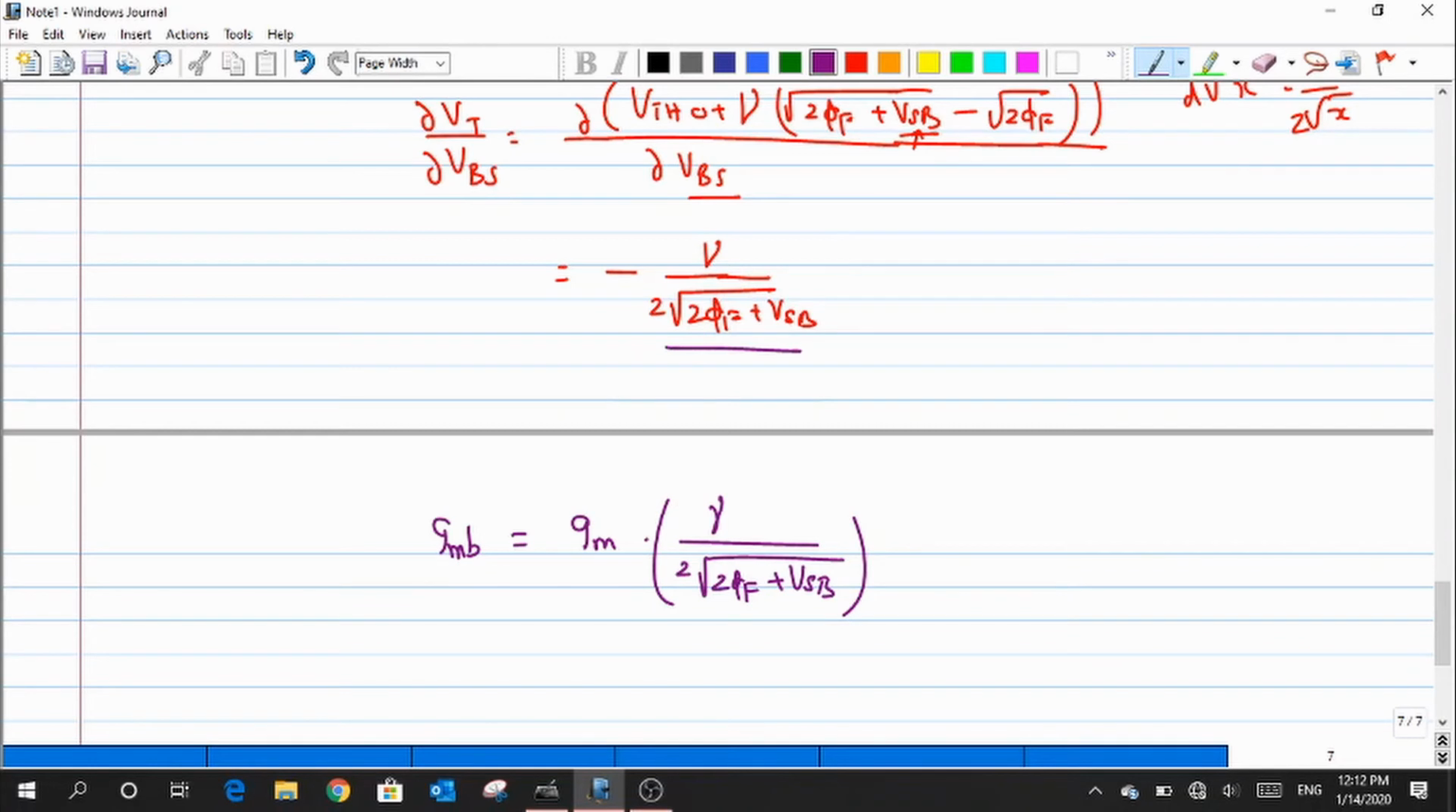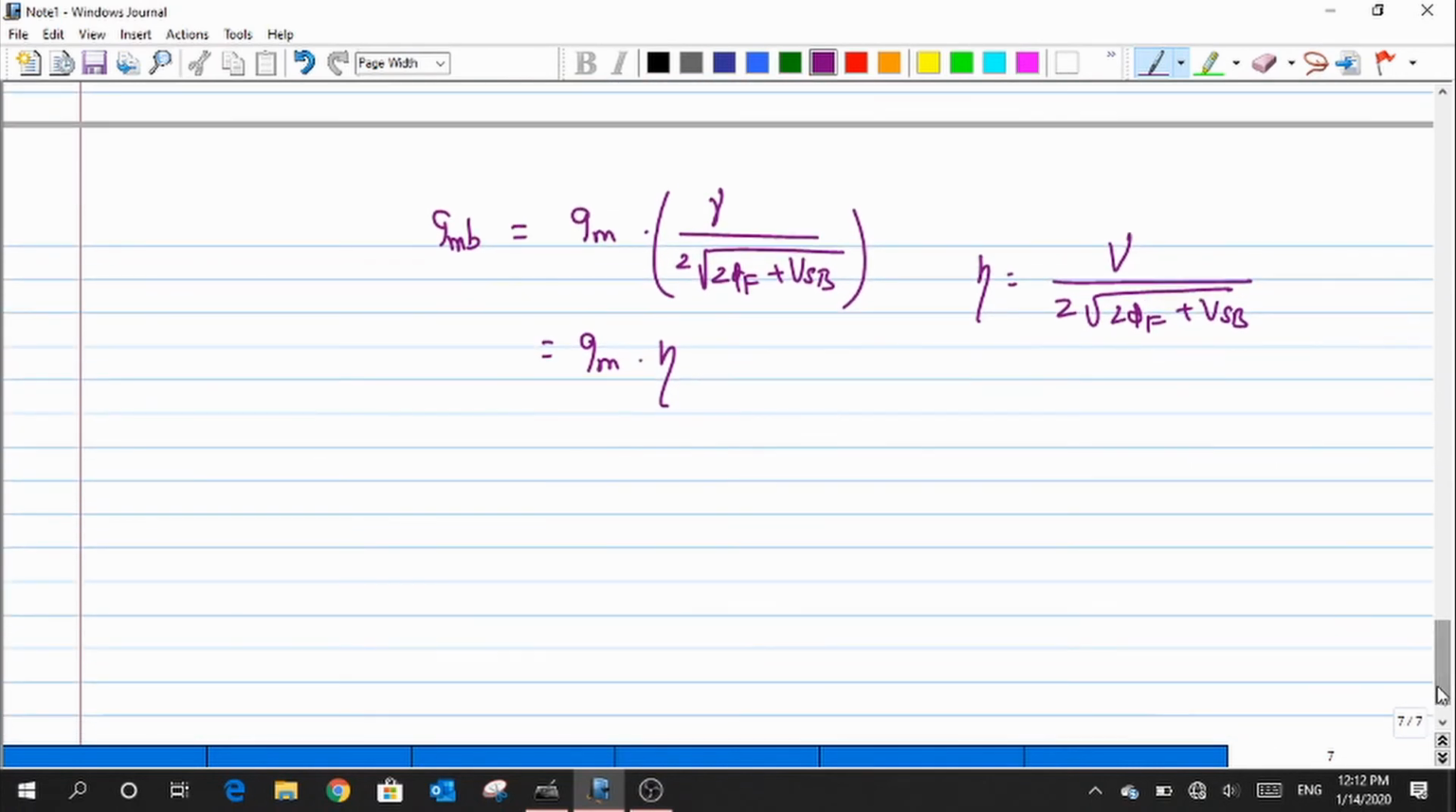Now normally, rather than writing this whole complicated expression, I would substitute an eta for this expression. So eta is nothing but gamma divided by 2 square root of 2 phi f plus VSB. Usually the value of this eta is always less than 1, due to which the back transconductance will always be less than the value of the normal transconductance.